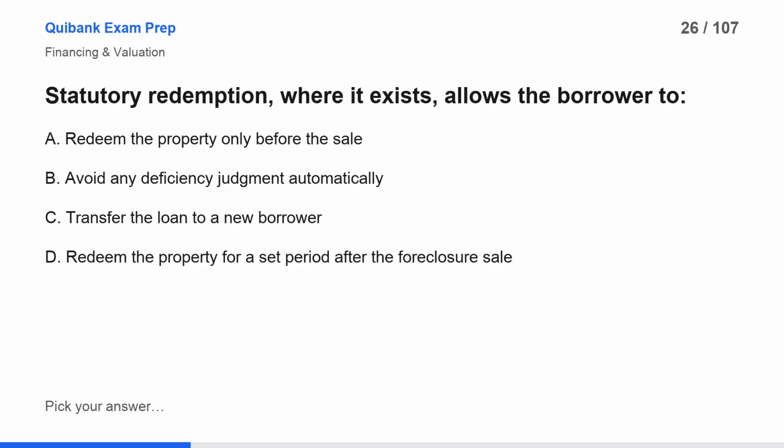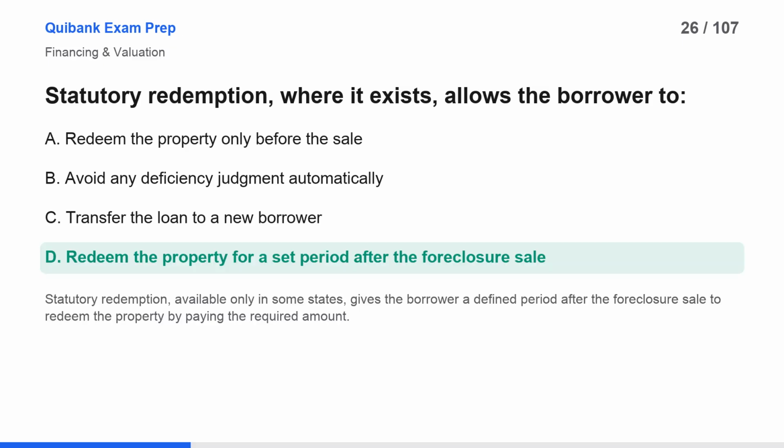Question 26. Statutory redemption, where it exists, allows the borrower to A. Redeem the property only before the sale. B. Avoid any deficiency judgment automatically. C. Transfer the loan to a new borrower. D. Redeem the property for a set period after the foreclosure sale.